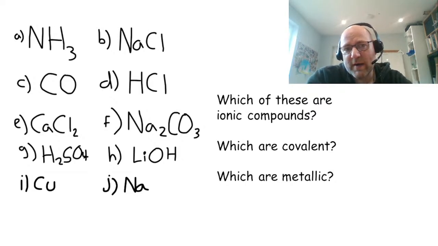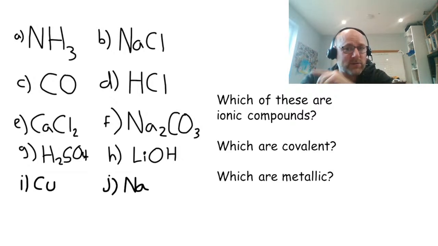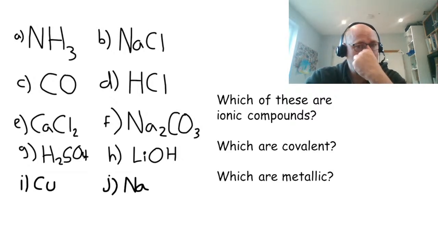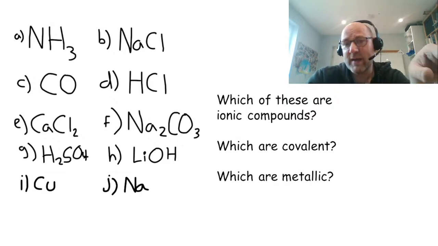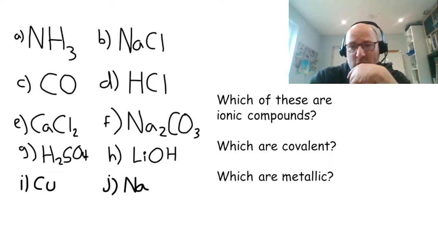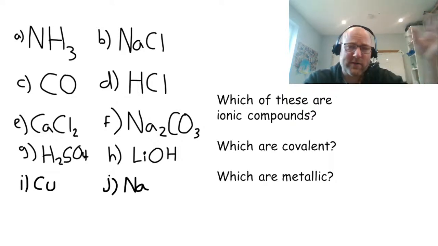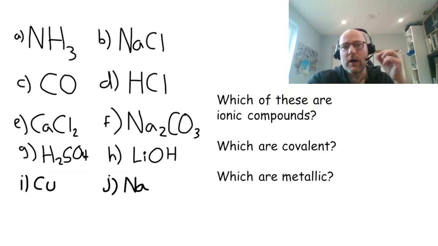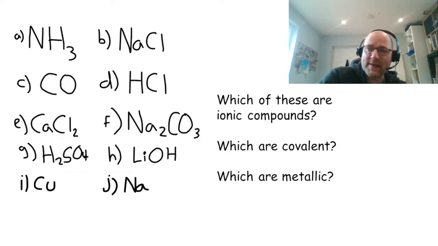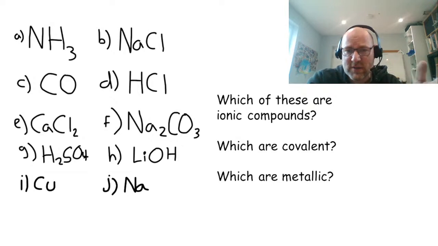Okay, so the first one is ammonia, and it contains nitrogen and hydrogen. They're both non-metals, so that makes it covalent. The next one is sodium chloride. Sodium's found on the left side of the periodic table. It's a metal. Chlorine is a non-metal, so we have metal and non-metal, and that's ionic. Carbon monoxide is two non-metals, so that's covalent. Hydrogen chloride, two non-metals, that's covalent. Calcium chloride, calcium's in group 2, it's a metal. Chlorine's a non-metal, so that's ionic. So you should be able to spot that if it's a metal and non-metal, it's ionic. If it's two non-metals, it's covalent.